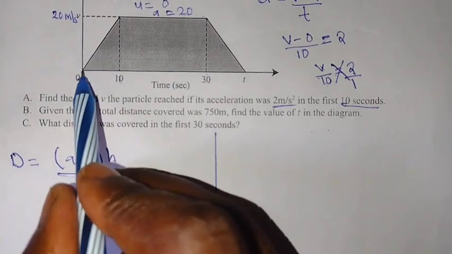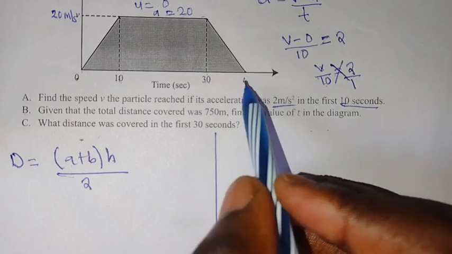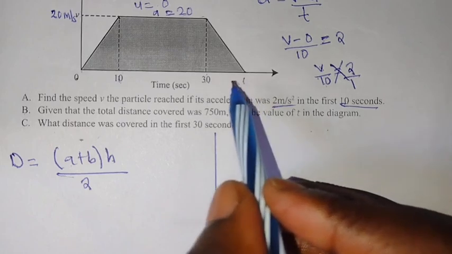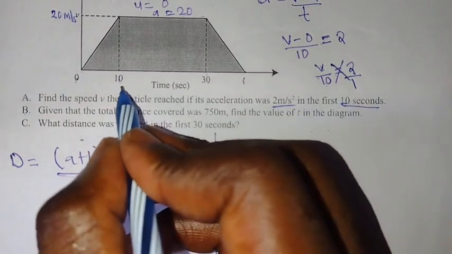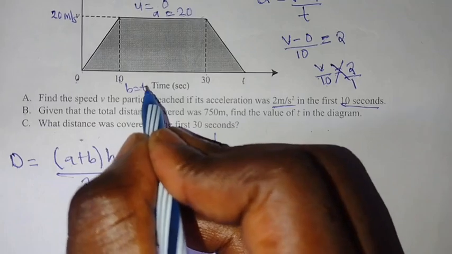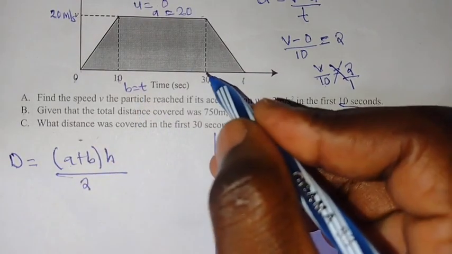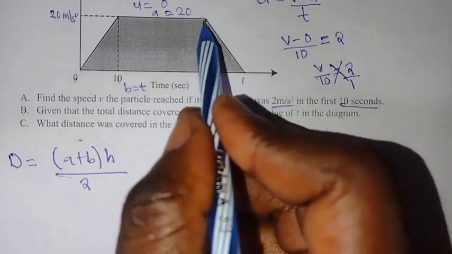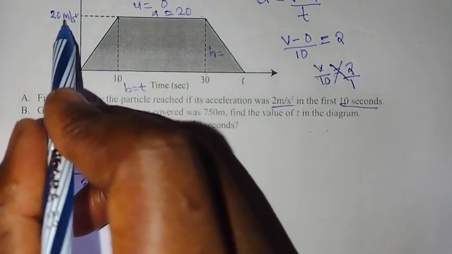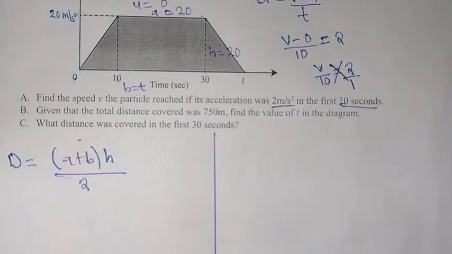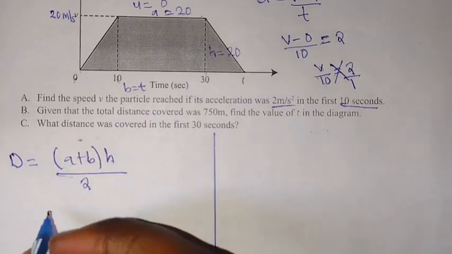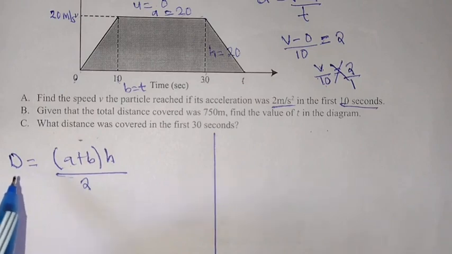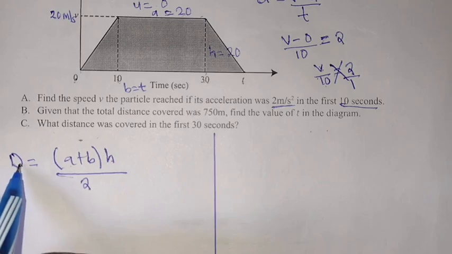Then b is from here up to here. Here you have t, that is the time, and here we have 0. So t minus 0 gives t, so b is equal to t. Then the height is from here up to here, and its value corresponds to this 20. So the value of h is equal to 20. Having identified that, we can now substitute where we have d. We know that d is our total distance.